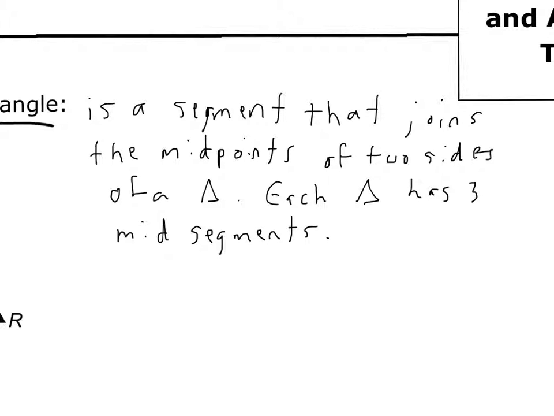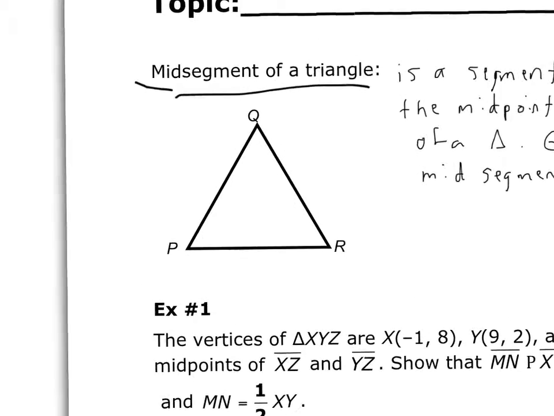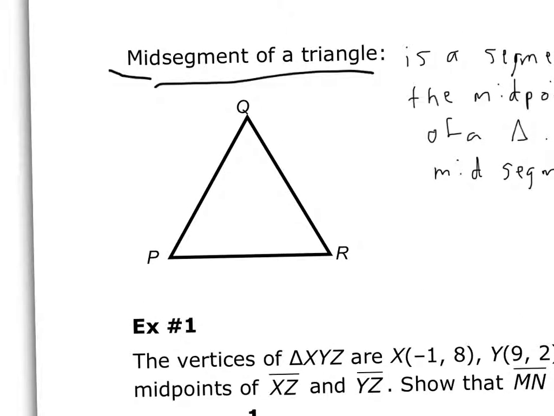Okay, now that can be kind of wordy, but let's go ahead and draw a picture to illustrate what I'm talking about here. Let's say you had this triangle QPR. Now it says that a midsegment is a segment that joins the midpoints of two sides of the triangle. So first we need to identify the midpoints on each side of our triangle. Now QR, this guy, its midpoint would just be right in the middle of that segment. Just like that, PR would have a midpoint right in the middle, and PQ would have a midpoint right in the middle.